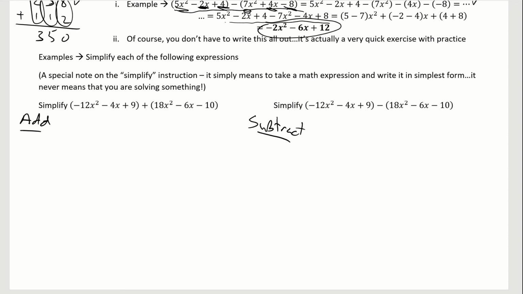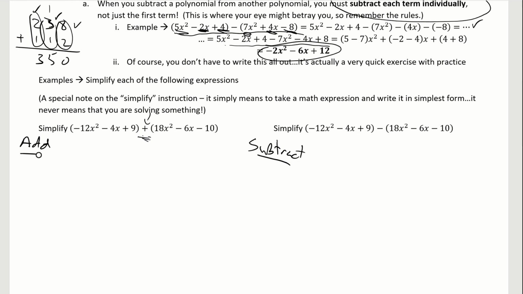I'm going to show you a way to do it. You don't have to do it this way, but I learned it from students. So what they do is they go, okay, first of all, I'm adding two polynomials together. I see this sign right there, okay? So they take the second polynomial, and like we did with the numbers up here, they write it underneath. 18x squared minus 6x minus 10.